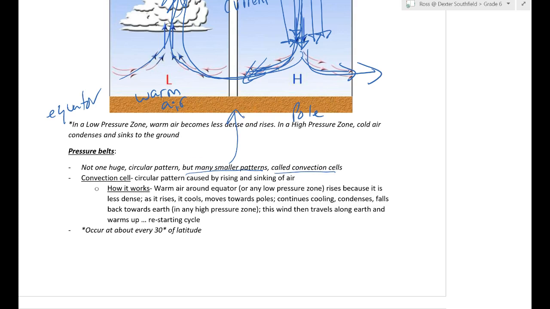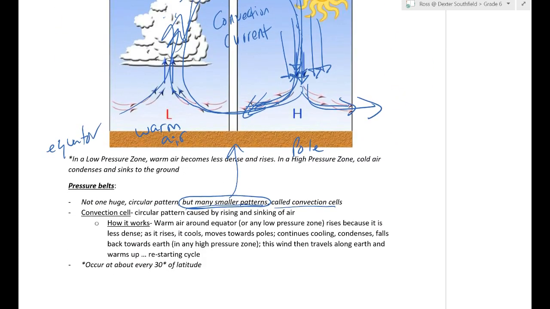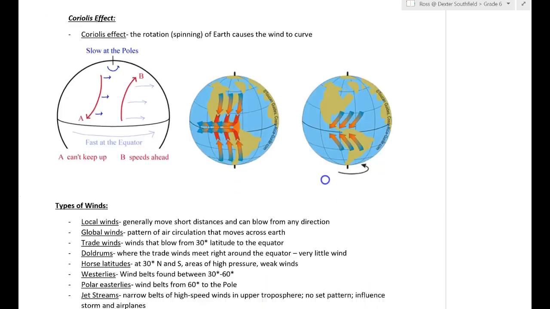And so right here we mentioned that this happens in many smaller patterns, not just one huge circular pattern. So that's why up here we talked about the equator and the poles being the two main places that this happens, but that's the simplest way of thinking about it. Every 30 degrees of latitude, you're getting one of those cells. So there's essentially 3 cells in the northern hemisphere and 3 in the southern hemisphere where this is happening.